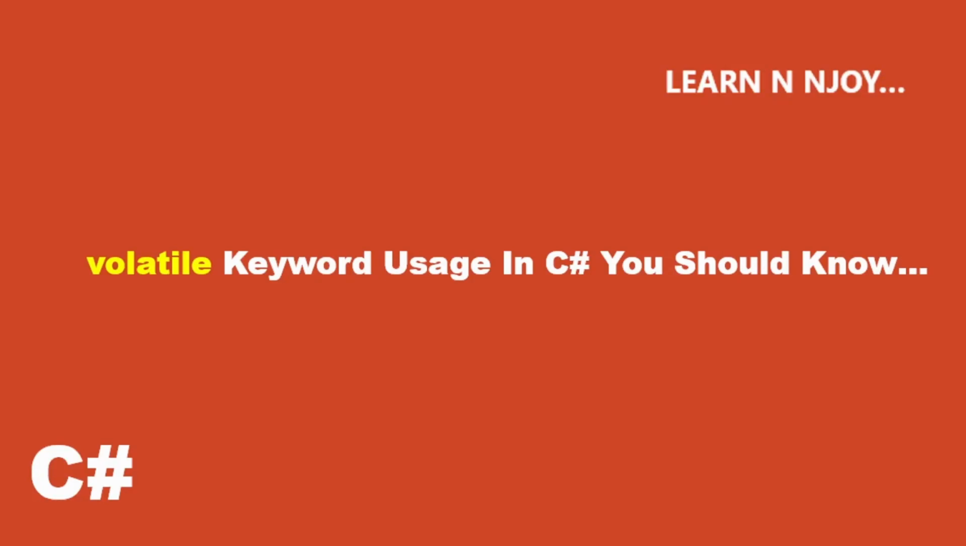Today I'm going to talk about volatile keyword uses in C#. It's an important concept when we work with concurrent threads. In this video, we'll see what the volatile keyword is and when and how we can use it in a C# program.